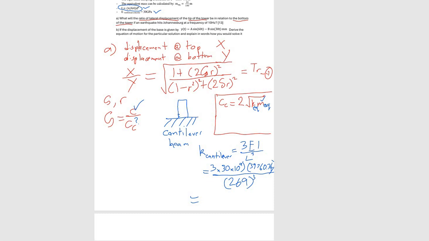Our K value is quite a big value: 183,840,234. Remember, this is in newtons per meter.